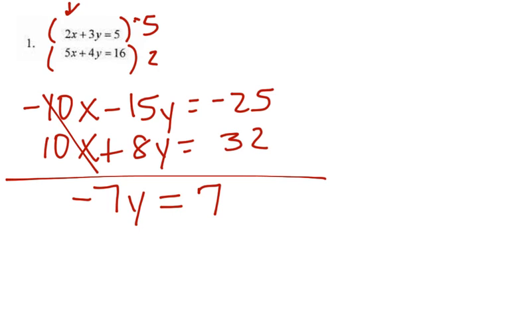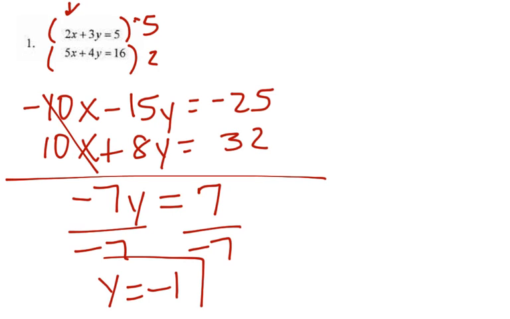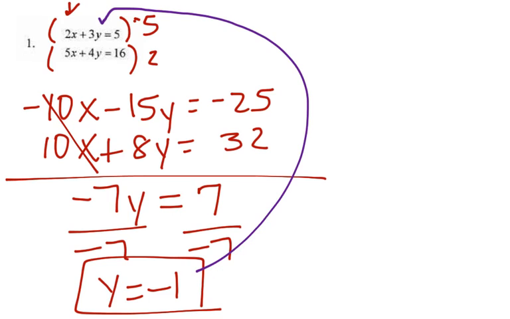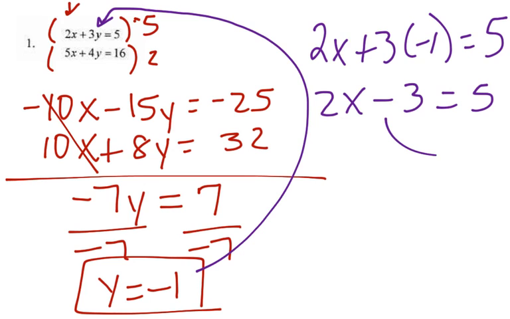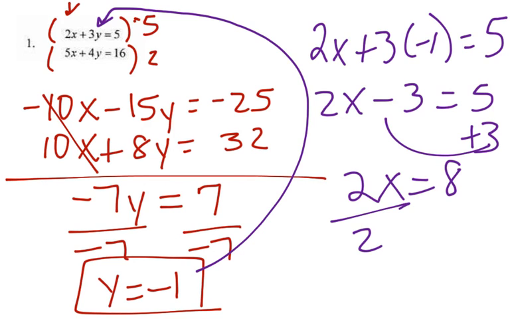I now have one equation with one variable that I'm going to solve. Divide both sides by a negative 7. Y is equal to a negative 1. Take that answer to one of your original ones and put it in for y. 2x plus 3 times negative 1 equals 5. So 2x minus 3 equals 5. Move your 3 and add it. 2x equals 8. Divide by 2, x equals 4.